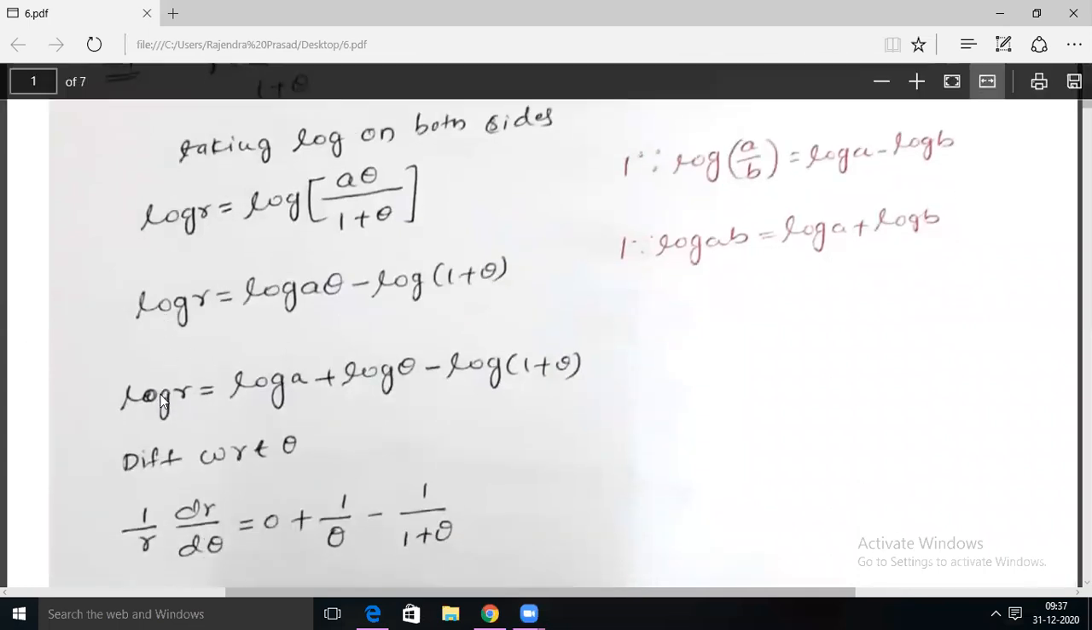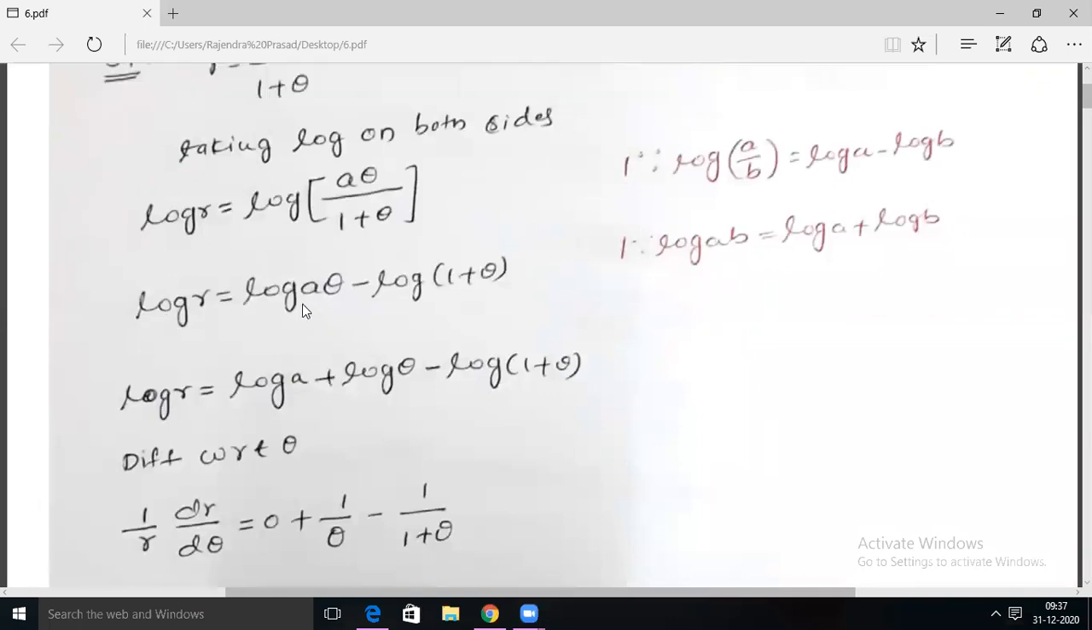Again here, log r keep as it is on the left hand side. Log a into theta is of the form log ab, and log ab is equal to log a plus log b. So here we can write log a, where in place of a we have a, and in place of b we have theta. So it becomes log a plus log theta minus log of 1 plus theta, keep as it is. Now differentiate with respect to theta.